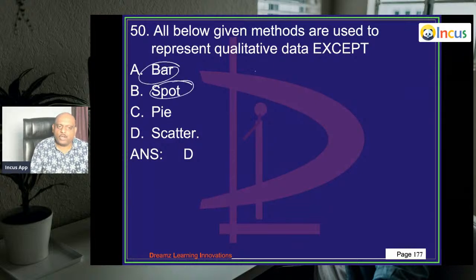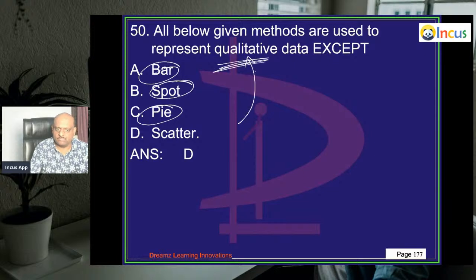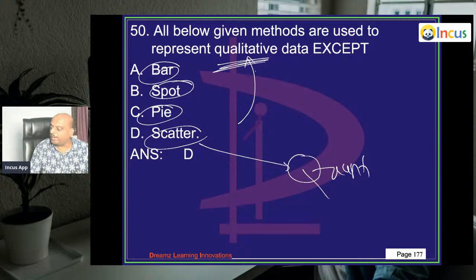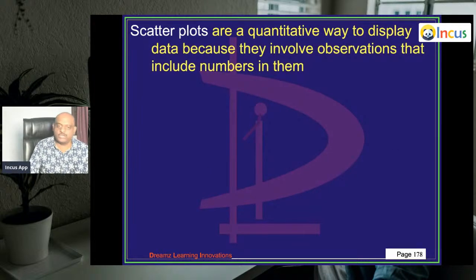Bar graph, spot map, pie chart, these are qualitative; scatter is quantitative. Quantitative is what you need to remember.